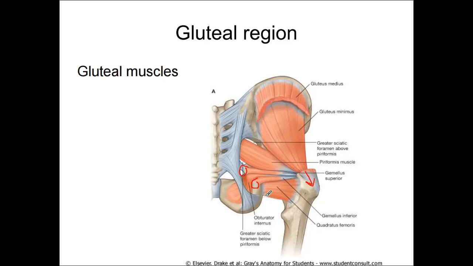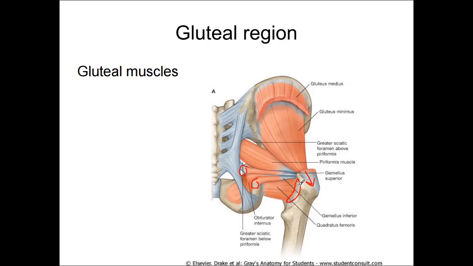Then lastly, we talk about the quadratus femoris. Quadratus femoris is coming also from the ischial tuberosity, also going on a line, which is generally on the greater trochanter of the femur, right? And this is basically a little part below the greater trochanter of the femur. So we call that the quadrate tubercle at this point, right? So the common point is the greater trochanter, and for this one, just below on the quadrate tubercle.